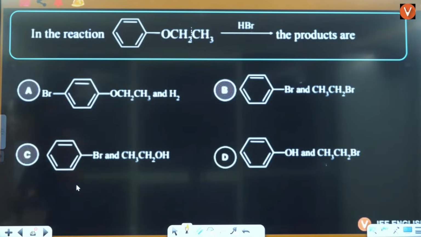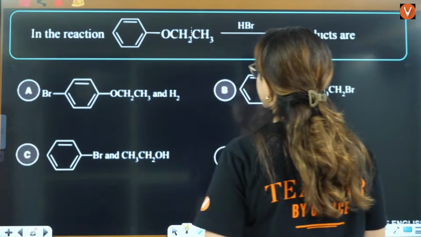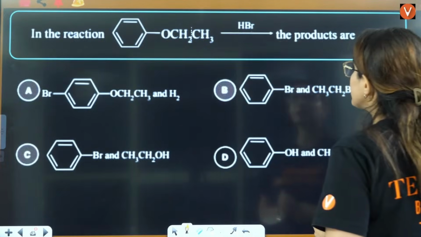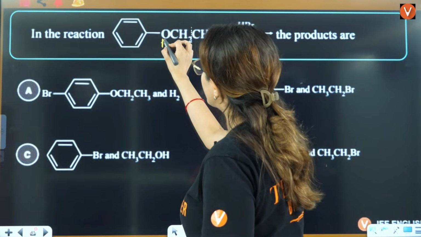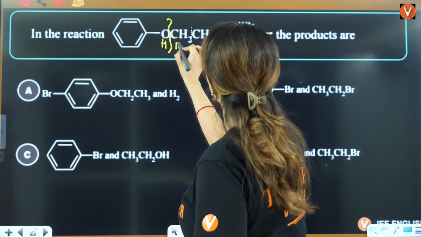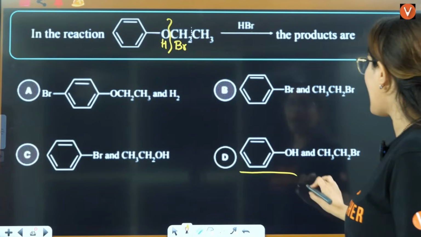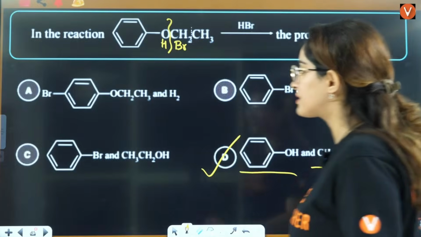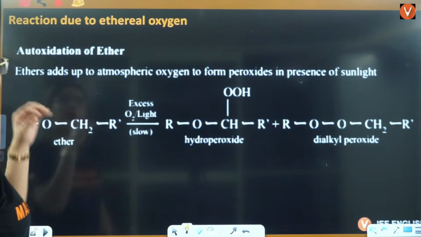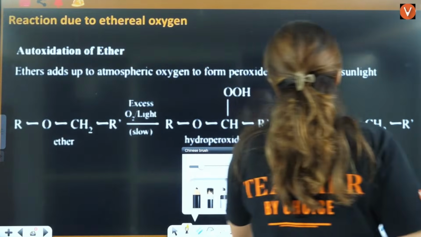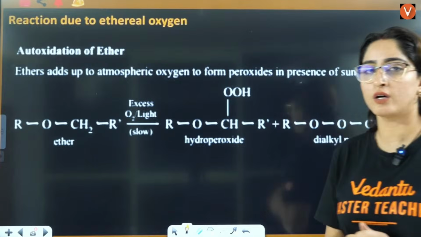Next question: in a reaction with HBr, this bond is not possible to break, so here you will have the attachment of H and here you will have the attachment of Br. So the products are phenol and CH3CH2Br. That is D, the correct answer here. Okay, understood everybody?